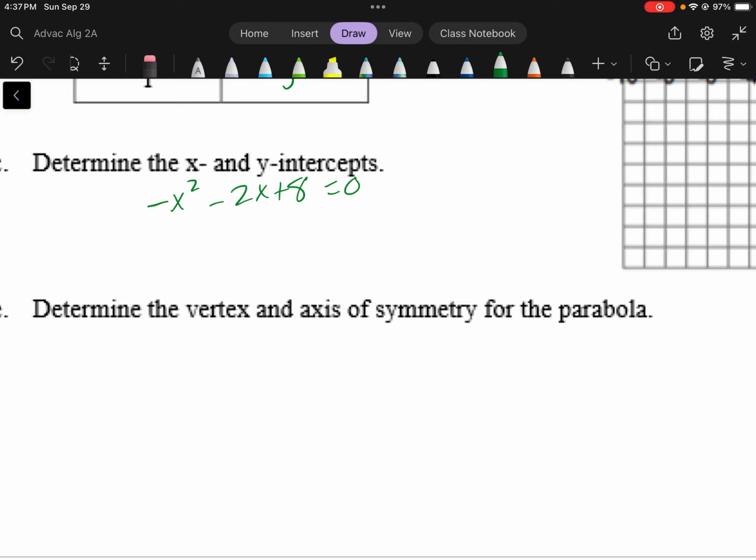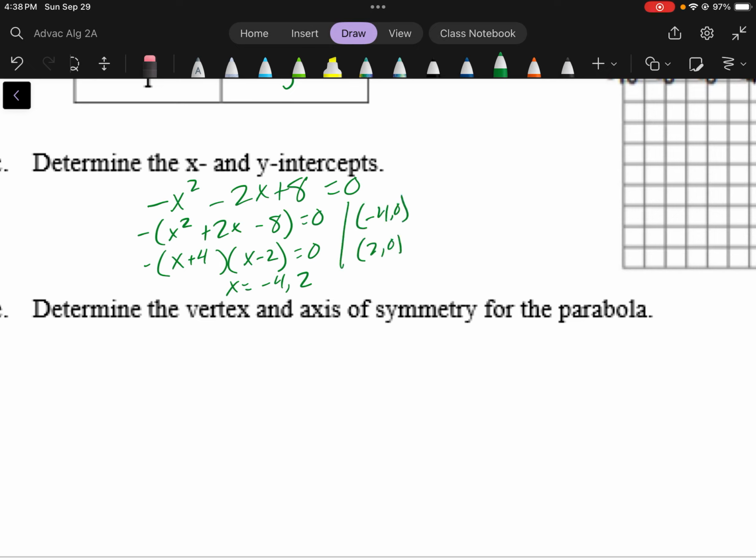And then we just need to factor. So the first thing I would do on factoring for this is I would notice that I can take out a negative GCF, and we get this right here, and then that's factorable to (x + 4)(x - 2). So x is -4 and +2. So we need to put those in points. (-4, 0) and (2, 0) are going to be our x-intercepts.